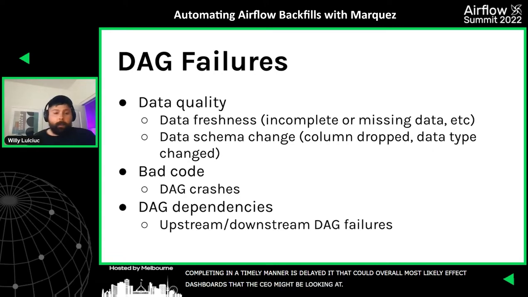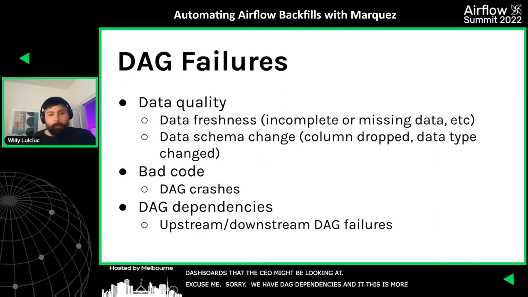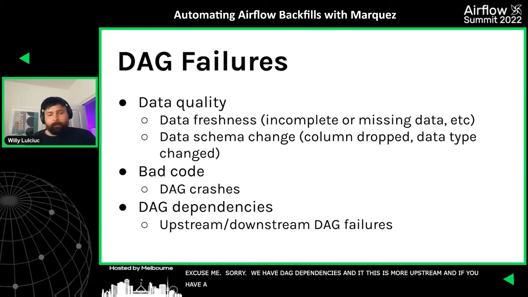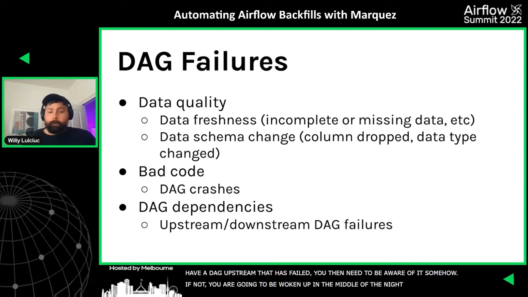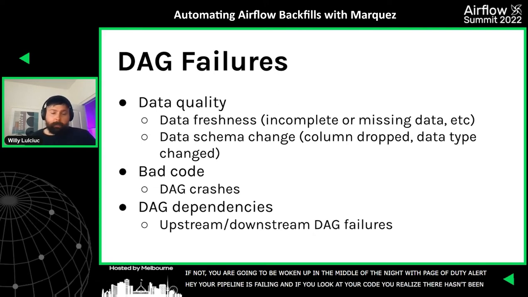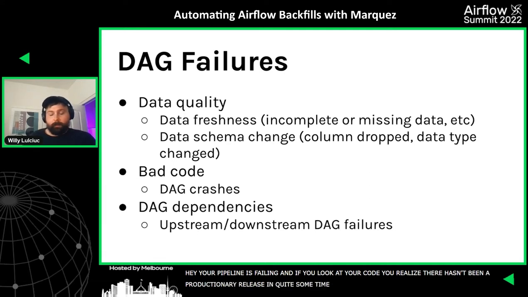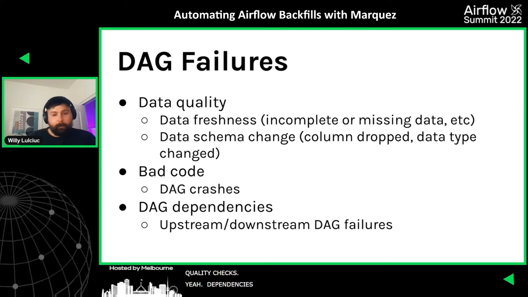Then we have DAG dependencies. This is more upstream. If you have a DAG upstream that has failed, you then need to be aware of it somehow. If not, you're going to be woken up in the middle of the night with a PagerDuty alert that, hey, your pipeline is now failing. And if you look at your code, you realize that there hasn't been a production release in quite some time. So it has to be in the input data set, which is something that you don't necessarily have a lot of control over unless you have some data quality checks. So yeah, dependencies upstream will definitely make your DAG fail if there have been changes in the data or data is arriving late.